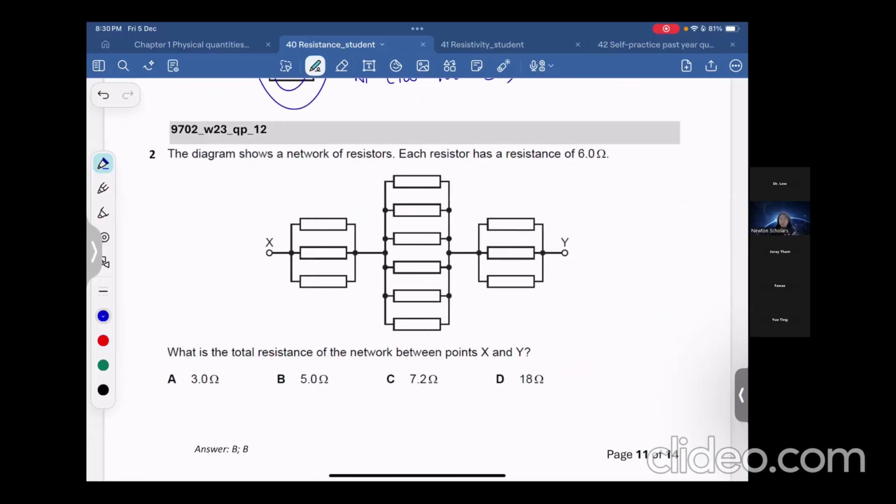Okay, dear, this one. Try to use the shortcut way I taught you. This one, each resistor has a resistance of 6 ohm. That means all of them are the same. Can you try using the shortcut method? But of course, if you want to use the very long method, 1 over, 1 over, 1 over, that one also never mind. Question number 2, do calculation.